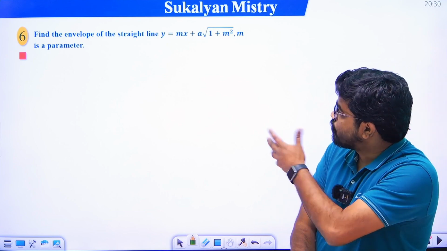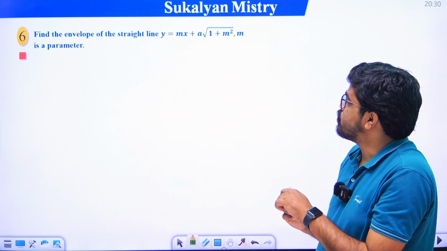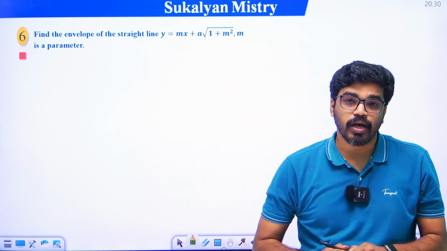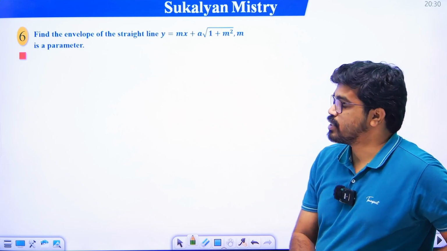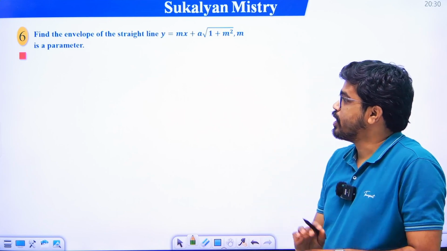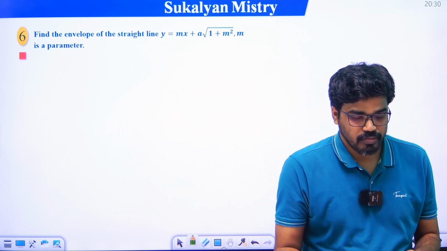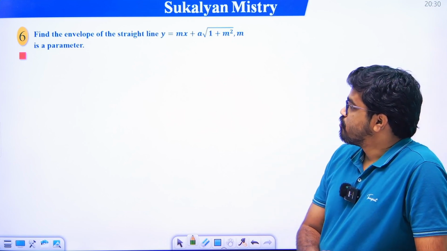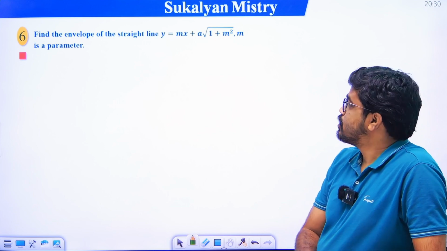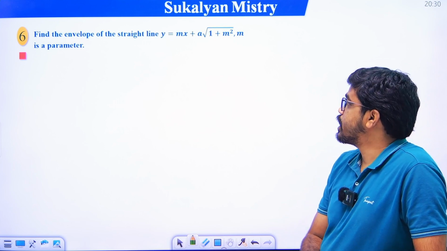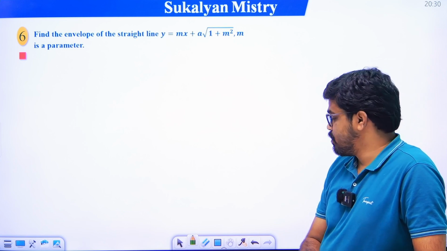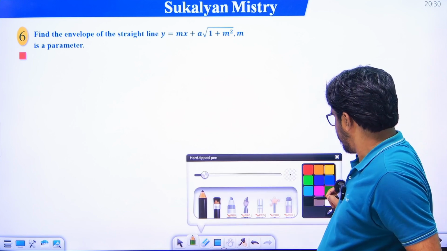Find the envelope of the family of straight line y is equal to mx plus a into root over of 1 plus m squared. M is a parameter. Okay, so note this problem, similar type problem. Find the envelope of the straight line y is equal to mx plus a into root over of 1 plus m squared. M is a parameter.